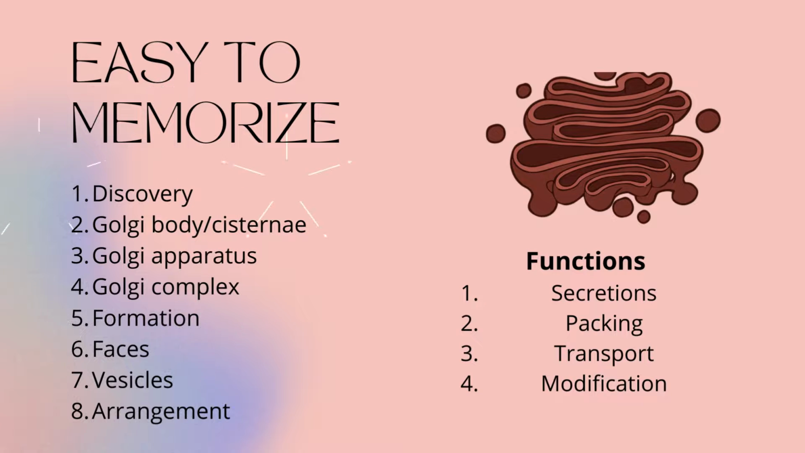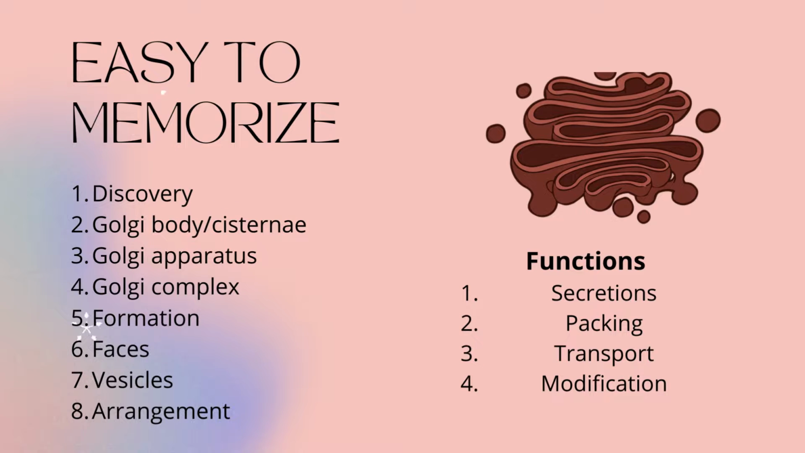Forming phase is also called cis, and maturing phase is also called trans. Forming phase is near the endoplasmic reticulum, and maturing phase is close to the plasma membrane. Vesicles always bud off from the maturing phase. So these are the points related to structure. If we have the diagram in our mind, we can easily attempt questions through these points or easily memorize.